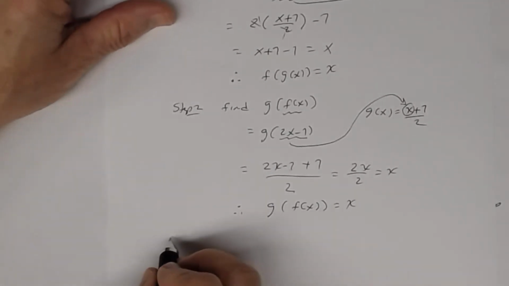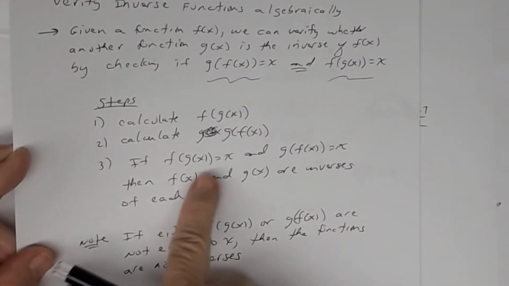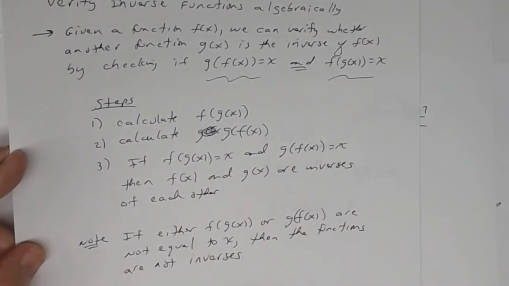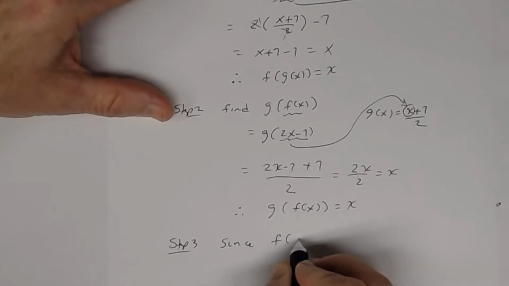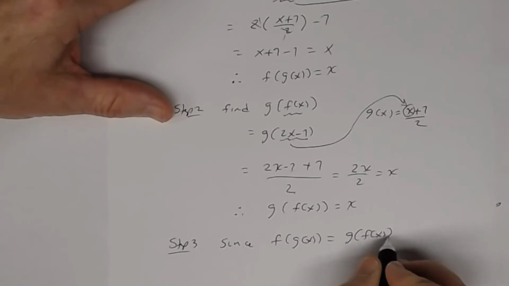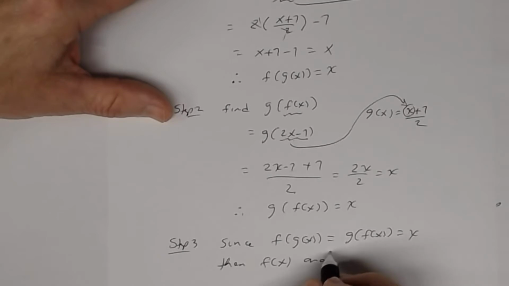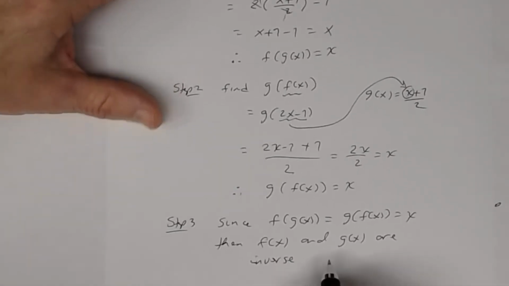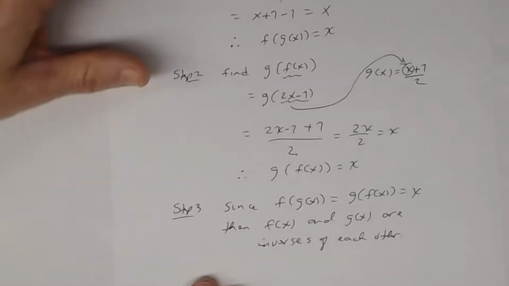And then finally, we can say this in step 3. Remember, step 3 is to compare them and make sure that they're both equal to x. So step 3 is since f of g of x is the same as g of f of x, which equals x, then f of x and g of x are inverses of each other. They undo each other. Inverse functions undo each other. So inverses of each other. Okay? All right. So that was number 1.